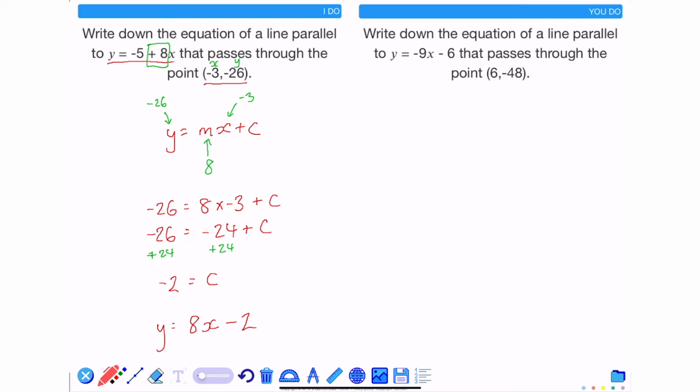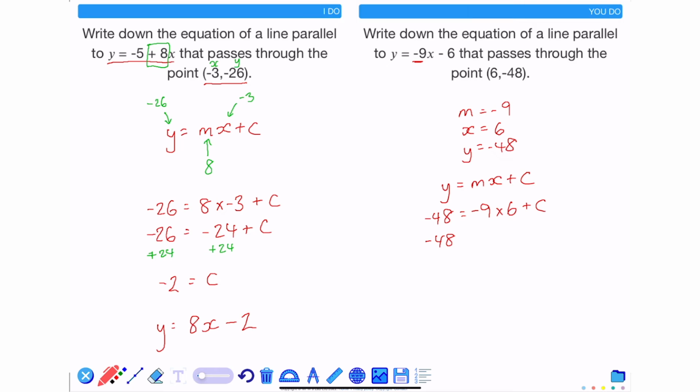Looking at the equation, I can see that the gradient is -9, the value in front of x. So m is equal to -9. Looking at my coordinate, I can see that x is equal to 6 and y is equal to -48. Substituting into y is equal to mx plus c, I know that -48 is equal to -9 times 6 plus c.